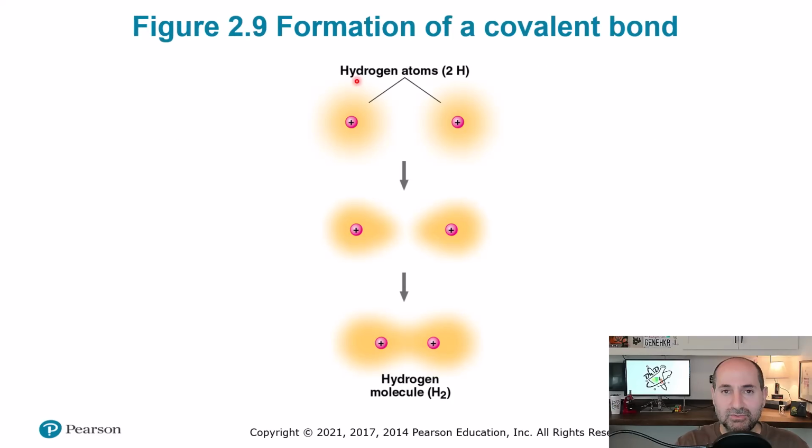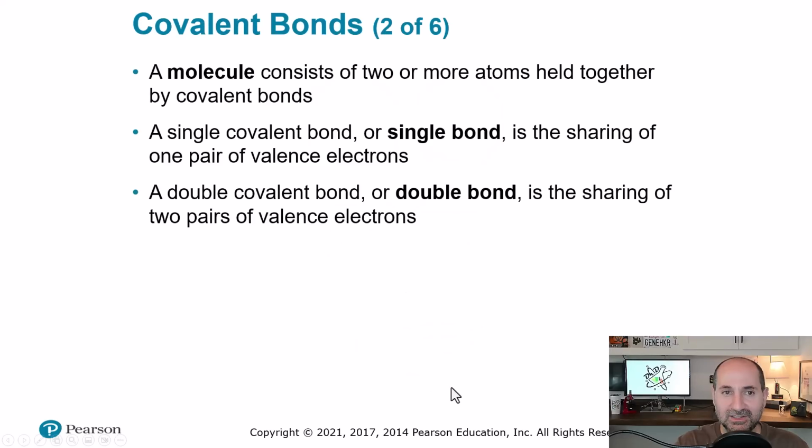So remember on the board I showed you 2 hydrogens, each hydrogen with 1 valence electron. They came together, they shared those valence electrons, and we formed hydrogen gas. So this is a type of covalent bond, a single covalent bond. And when a covalent bond forms, that forms a molecule. A molecule consists of 2 or more atoms held together by covalent bonds.